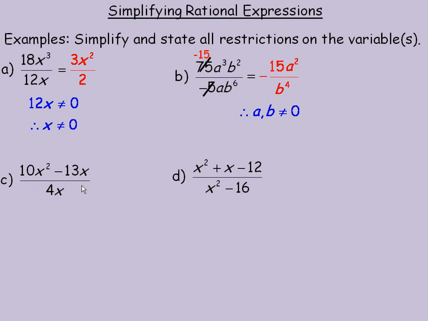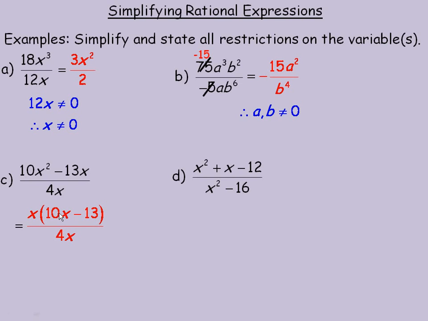For c, we'll start getting into more than just monomial expressions. There's a binomial in the numerator here. And look at as soon as you get past one term, look at what's the common factor of 10x squared minus 13x. And I can common factor an x out of both of those terms. So 10x squared divided by x is 10x. And if I factor an x out of a negative 13x, I have just minus 13 after the 10x.